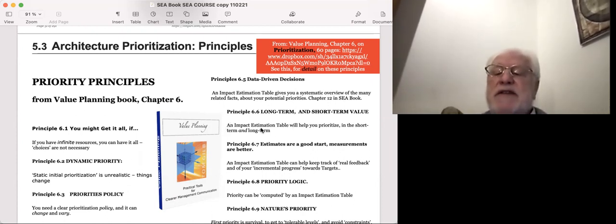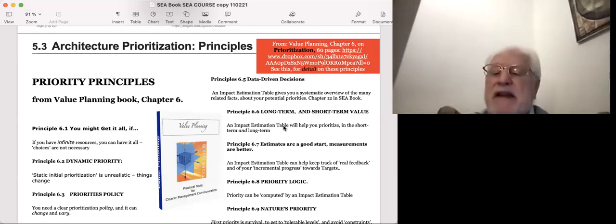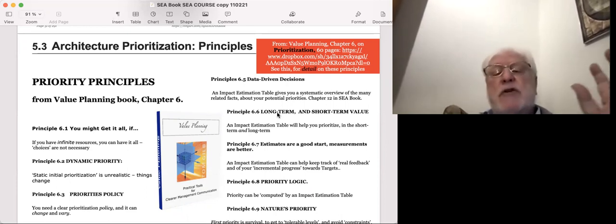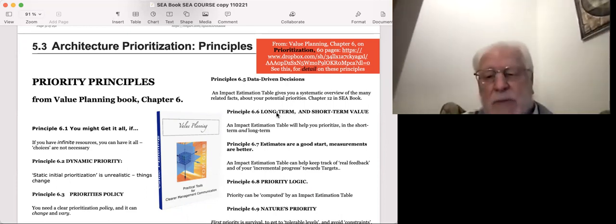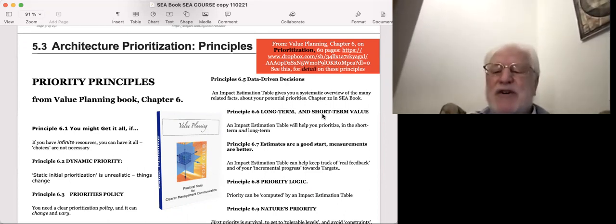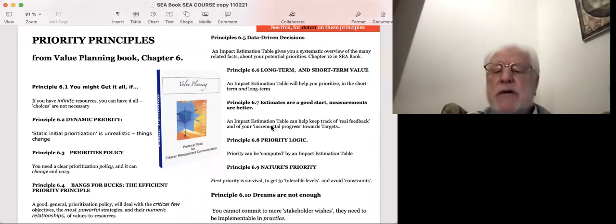The impact estimation table is a basic tool for seeing your prioritization options, seeing the data we're talking about here, and allowing the computer to prioritize, to pick out which sprints should go early. And it can help you with both short-term prioritization, what are we going to do next sprint, and long-term prioritization, which major architecture are we going to start working on next year, or towards the end of the project. So both short-term and long-term value prioritization are possibilities here.